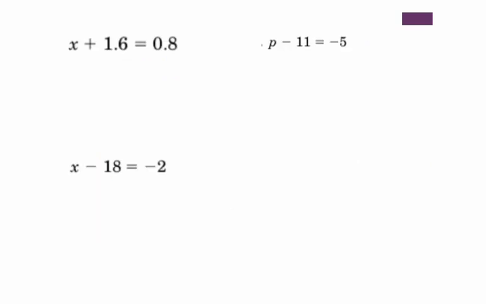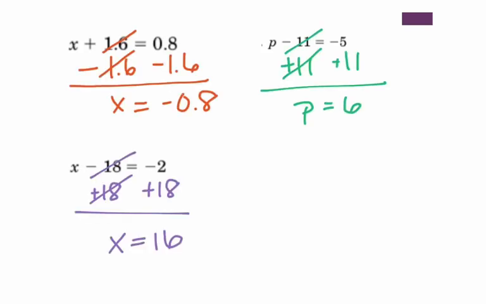All right, again, I would like you to try these 3 examples and then check my work and make sure that you're on the right track. Okay, so for that first one, we'd have to subtract 1.6 from both sides, resulting in a negative number. We got to be careful with those positives and those negatives. On the next one, I'd add 11 to both sides.